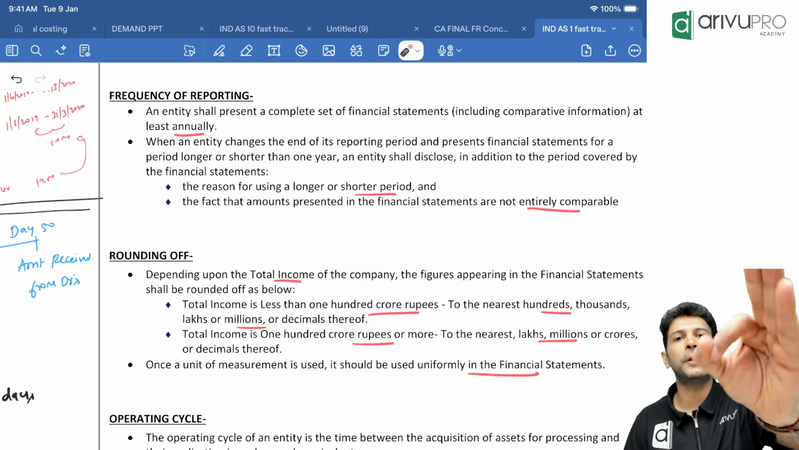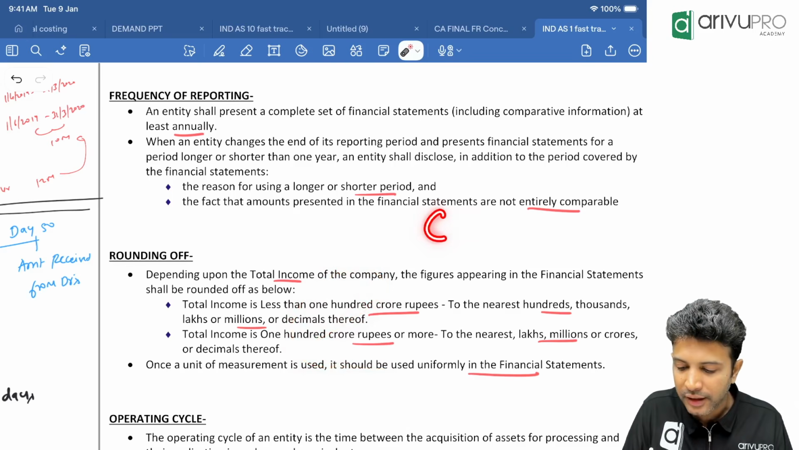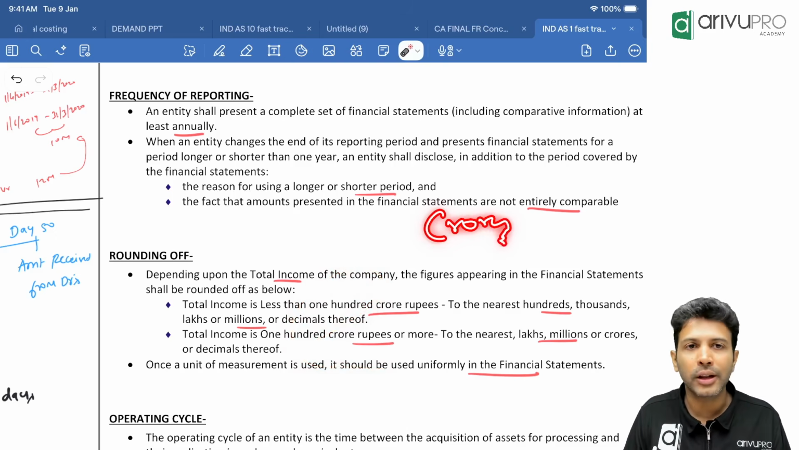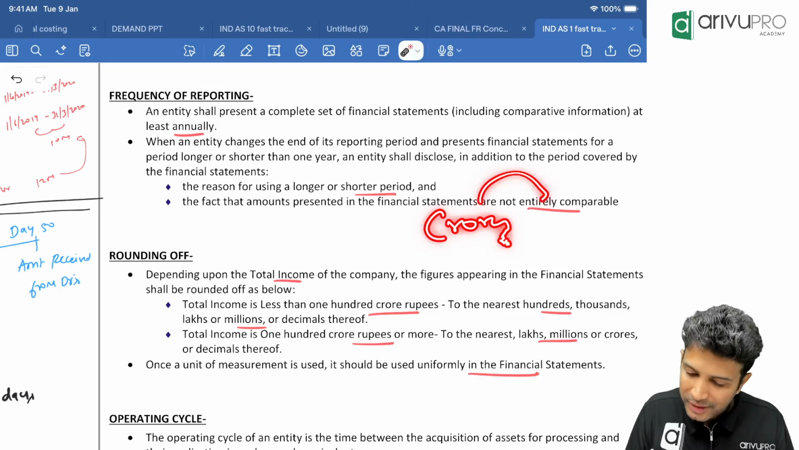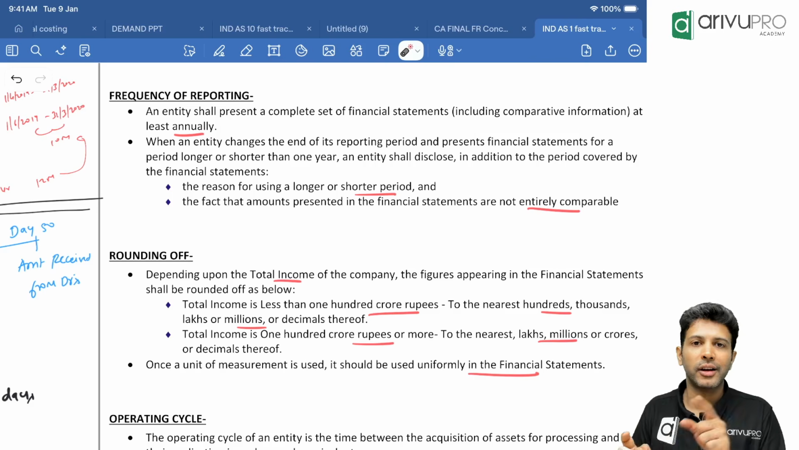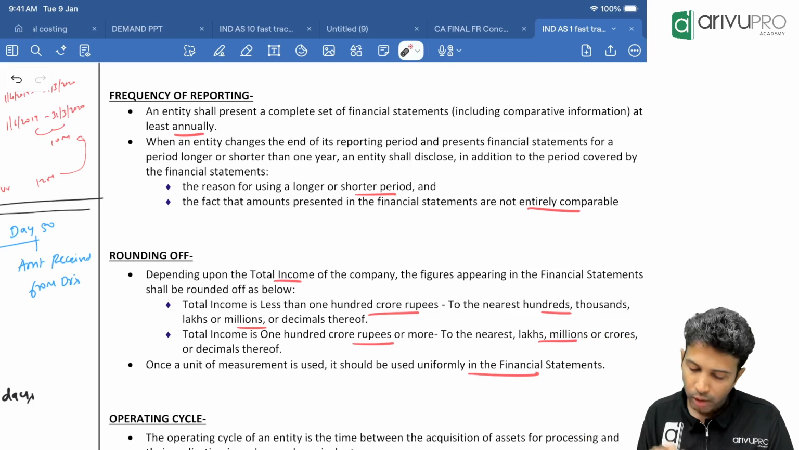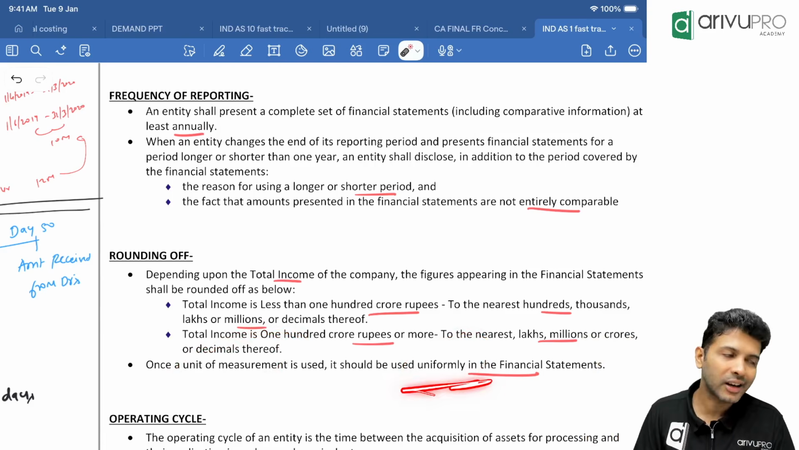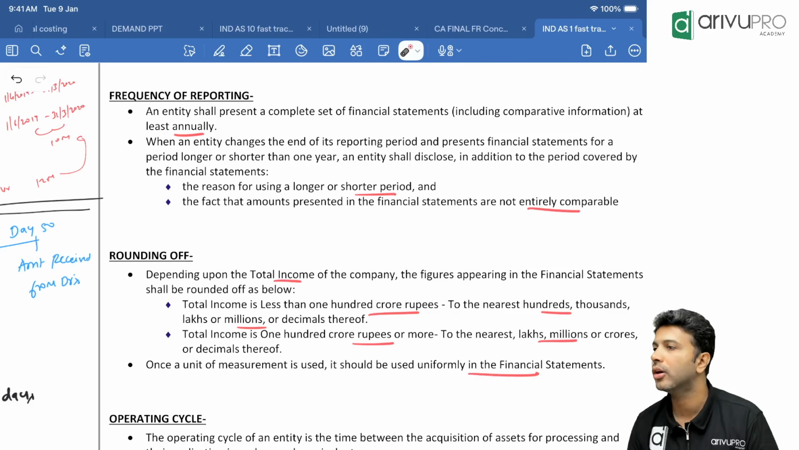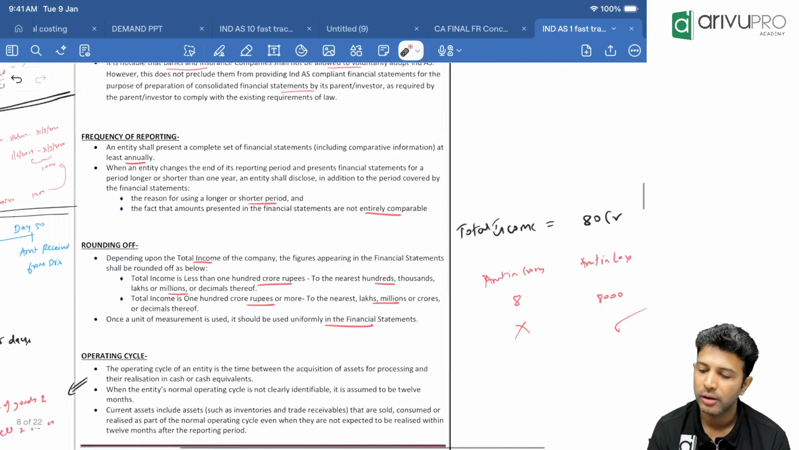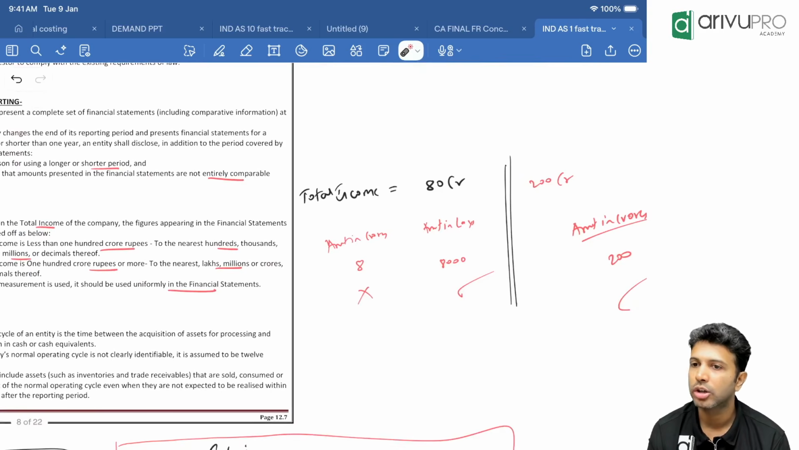And once you choose a particular round off basis, suppose current year I have chosen to prepare my financial statement in crores because my total income is 100 crores or more, that means next year also I should prepare my financial statement in crores. Follow it consistently. One year crores, next year lakhs, next year millions, don't keep hopping. Whatever measurement basis you have used, same thing consistently, uniformly try to follow year on year. That's all about this round off. Comfortable are people? Everybody good?